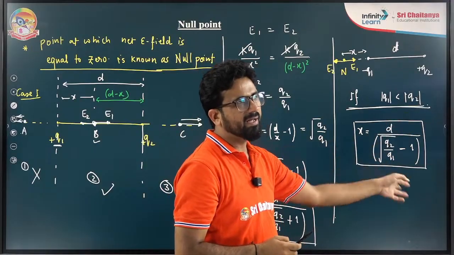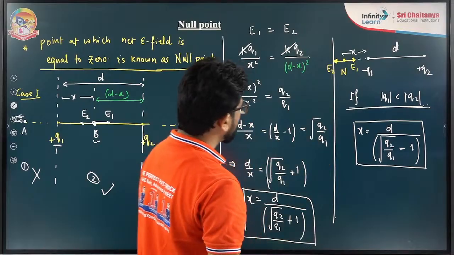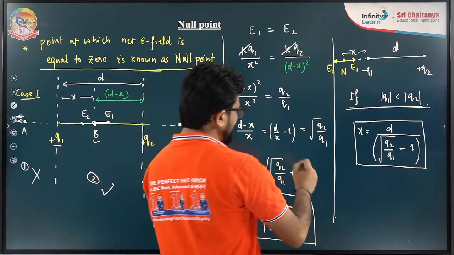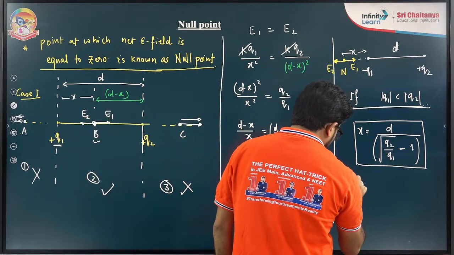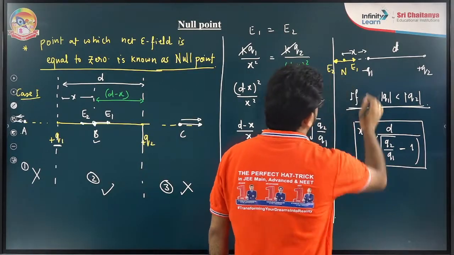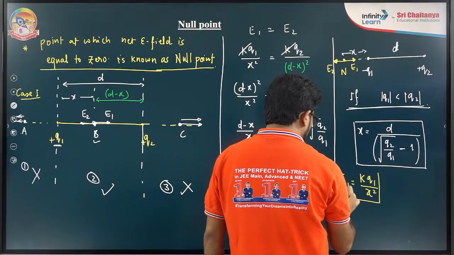This answer I already gave you in the last class. Now we are going to prove it is correct. Now we are going to see what the E1 value is. So when you write the E1 value, E1 is equal to K Q1 divided by, this distance is x, that means x square.